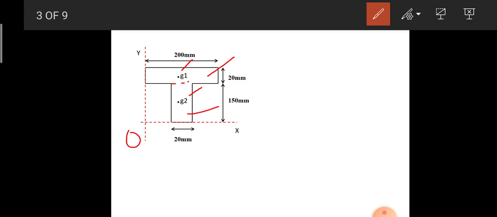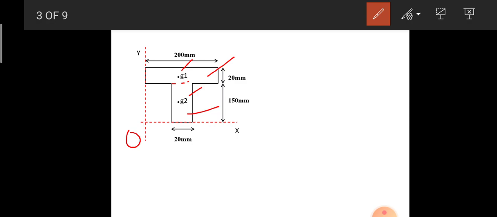So first of all, in order to determine the centroid for the overall T-shaped structure, we need to assume some reference axis, and from that reference axis we are supposed to find out the centroid for the overall structure. It will be a bit difficult to determine the centroid of the overall structure directly. So what we do is divide the overall structure into two parts.